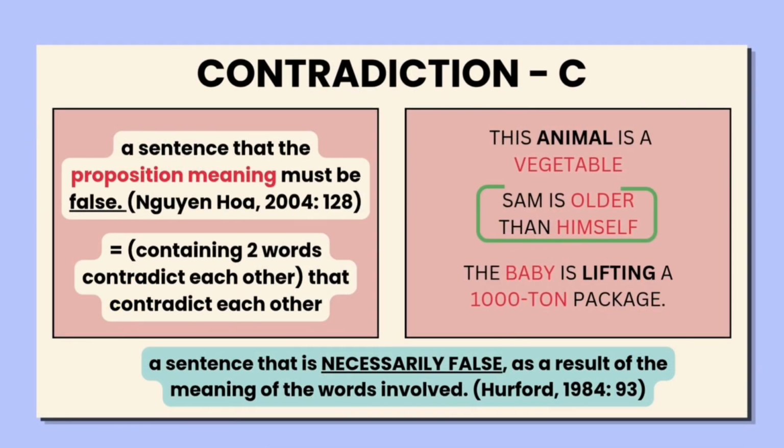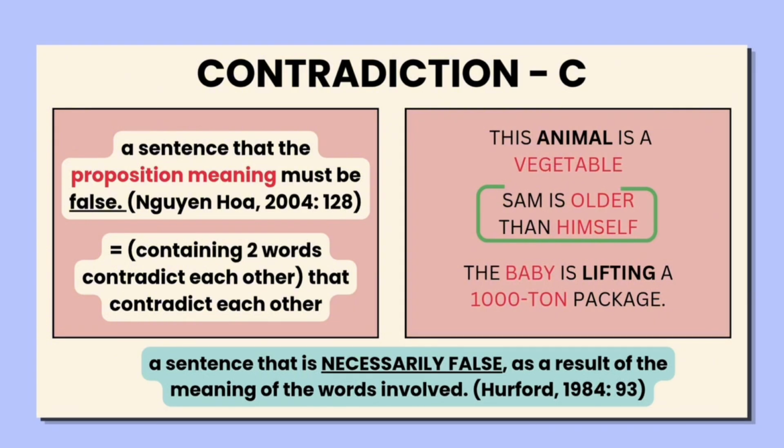Now this slide talks about contradiction. A contradiction is a sentence that must be false because the meanings of the words conflict with each other. Let's look at the examples. First, this animal is a vegetable. This sentence is contradictory because an animal and a vegetable are completely different categories. So something cannot be both at the same time.